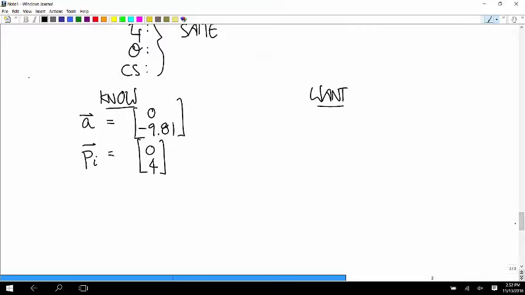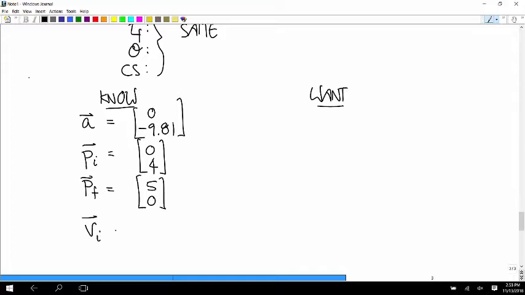P final, we actually know more than we did in part A. So far things are looking really great. P final, we know that the X position is going to be 5. It's going to land 5 meters away horizontally. And we know that the Y coordinate is going to be 0. So far this problem's looking easier than the first one, but that ends abruptly right now.